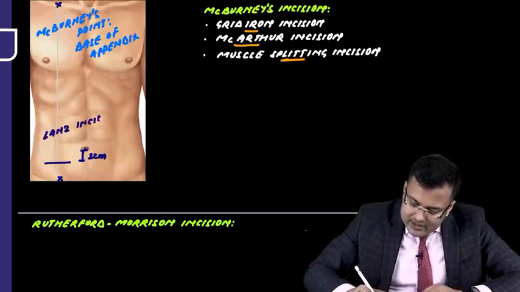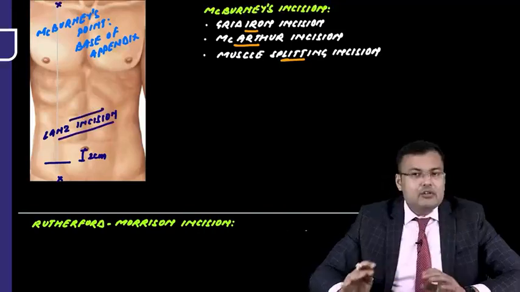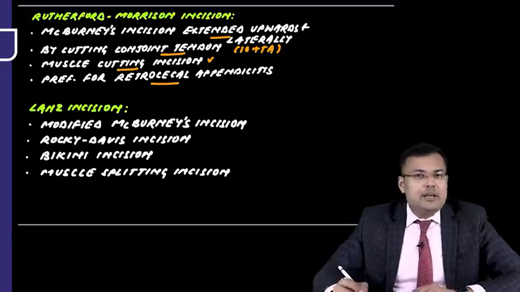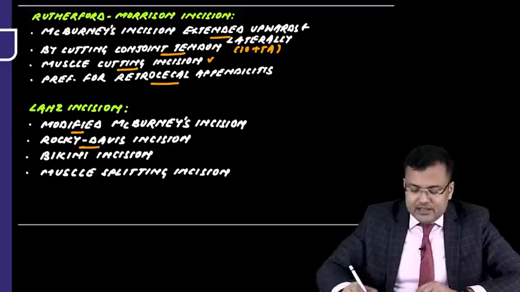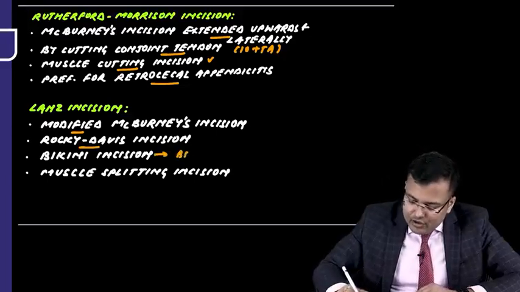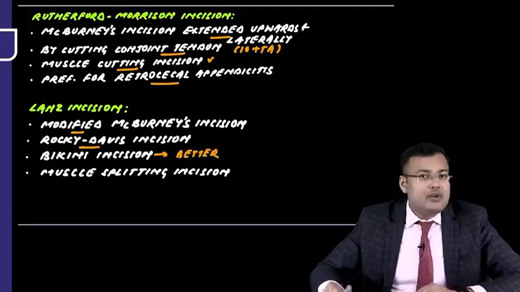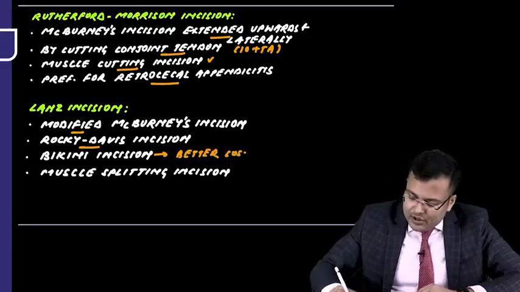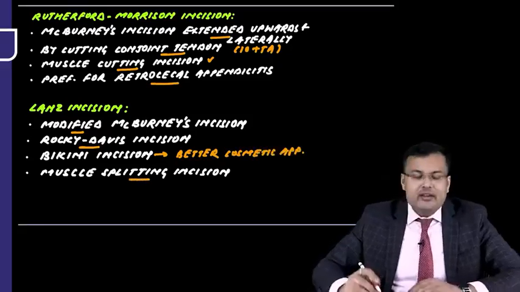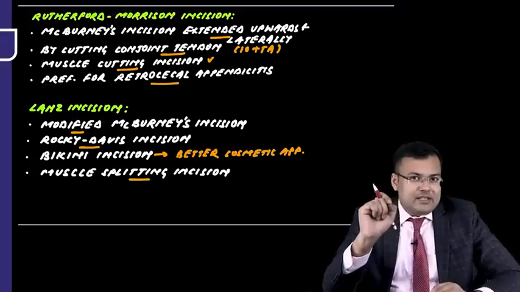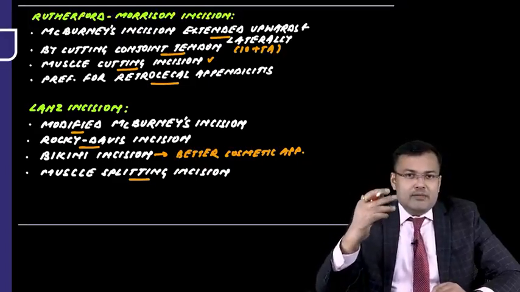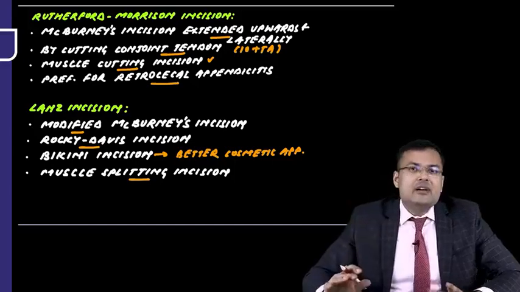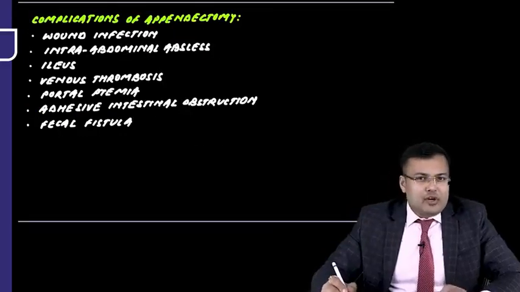Lange incision is along the skin crease. Clear? So that's why it is cosmetically better. Other names of Lange incision: it is known as modified McBurney's incision, also known as Rocky Davis incision, and because of better cosmetic appearance, also known as bikini incision. Again it is a muscle splitting incision. So where we give this incision? On the line joining midpoint of clavicle to midpoint of inguinal ligament, 2 centimeter below umbilicus, and it is a transverse incision.